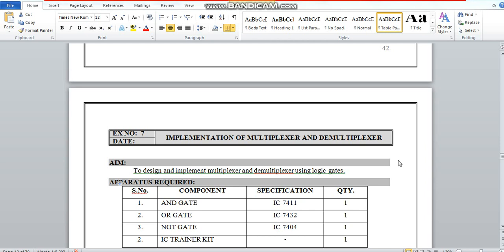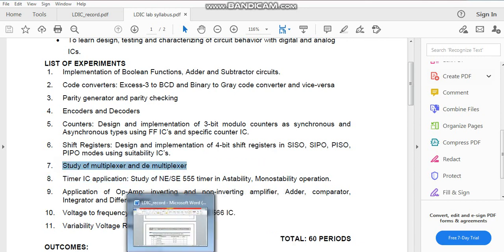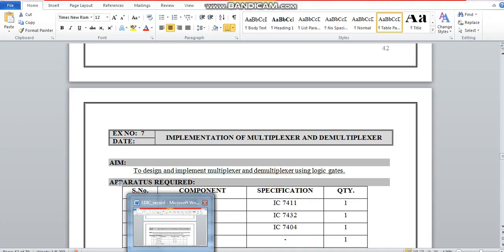Dear students, in this lecture let us learn about the implementation of multiplexers and demultiplexers. This is experiment number 7 in your syllabus. Let me go to the syllabus here. Your syllabus has the study of multiplexer and demultiplexer as an experiment. I'll be explaining how to do that experiment, and you can understand the working of mux and demux. In short form, they are called mux and demux.